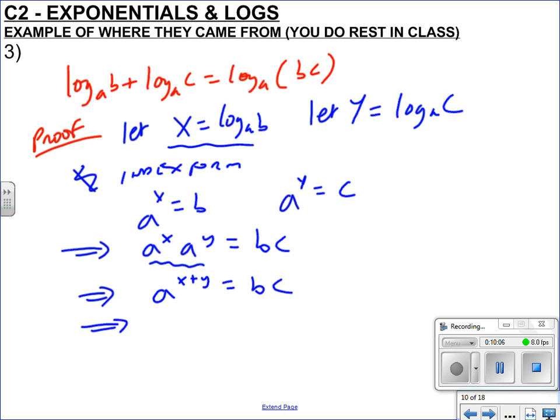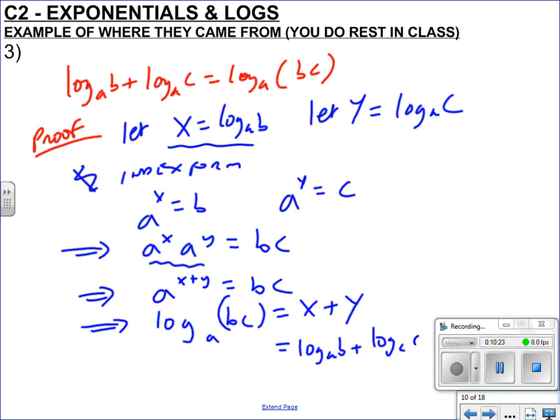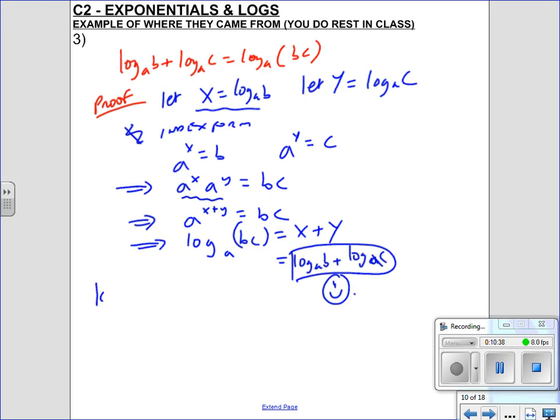Now if I put this back into log form, log base a of the result bc equals the power. But what is x and y? x is log a b, which is what we started with, and y is log a c. And it's finished. Proved. And while we're here, we might as well prove one of the other ones as well. Why not? How about we prove number 5? How about if we do the log a b to the n one?